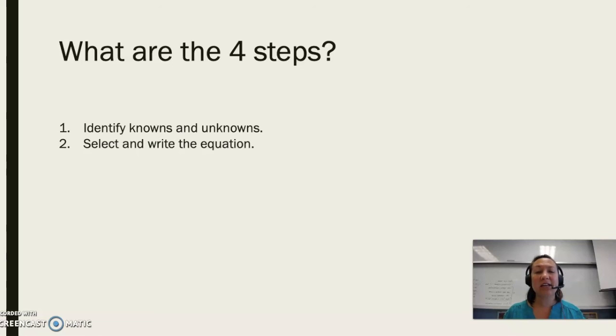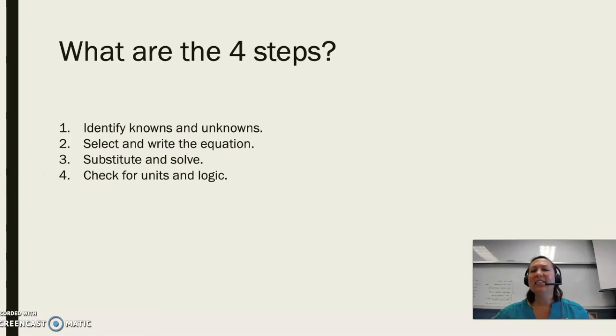Then, I'm going to have you select and write an equation. These will usually be given to you, so you'll just need to figure out which one of the equations given to you makes sense. Then, substitute all your numbers into the equation and solve it. Finally, check to see if it makes sense. If you got 47 years as the time it takes light to travel from the sun to the earth, that's not logical. So then probably something went wrong there.